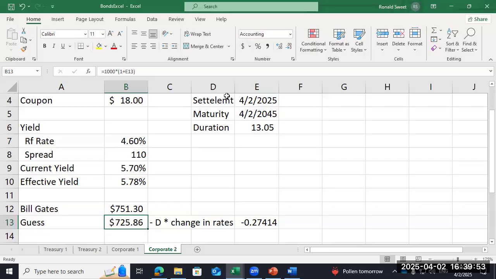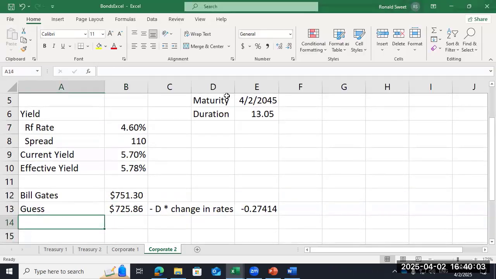Our guess gets a 725. The actual price is 751. Yeah, 26 bucks in convexity. And remember, convexity helps you. Positive convexity helps you in this case. Then we can do the formula.